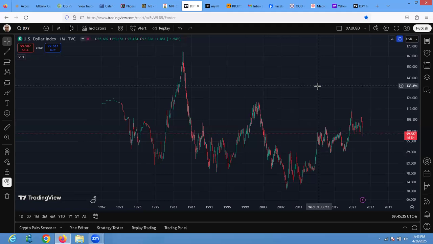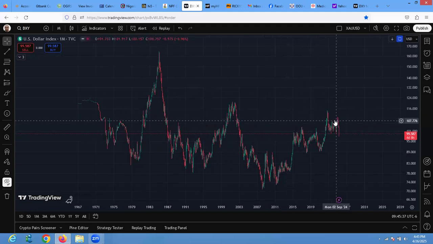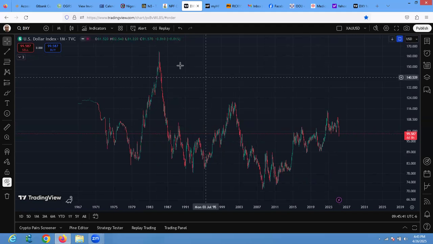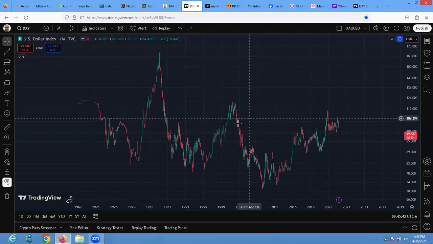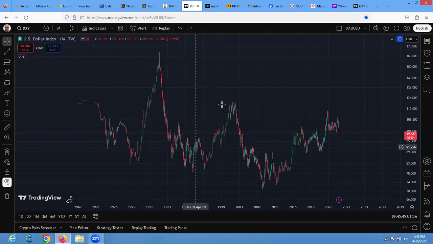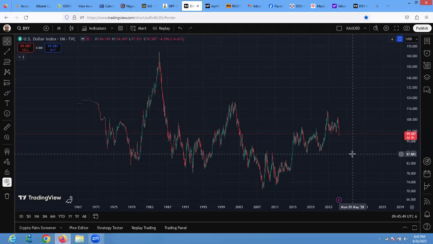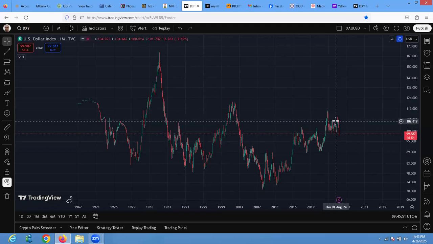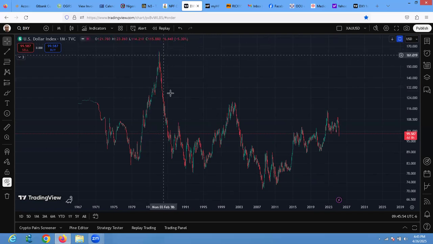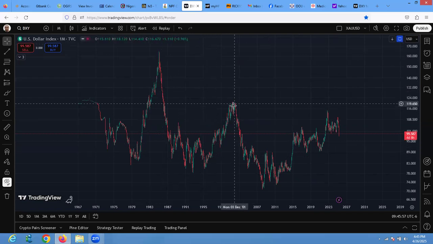Another scenario is if this will just be a B or an X. It can be a WXY or an ABC of a bigger A and B, for further downside. But it's still a long way to go. I'm just trying to let you see how we capture waves.